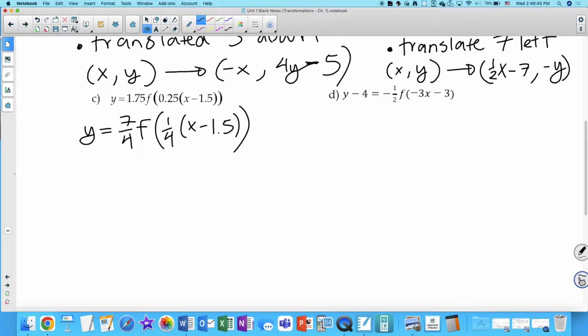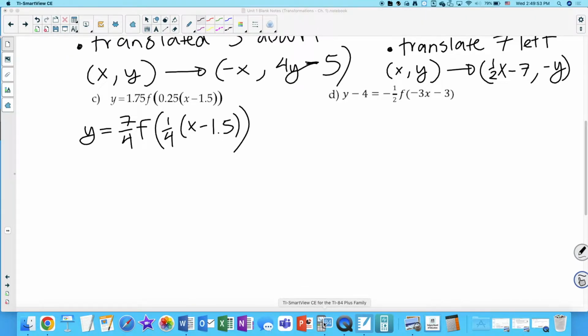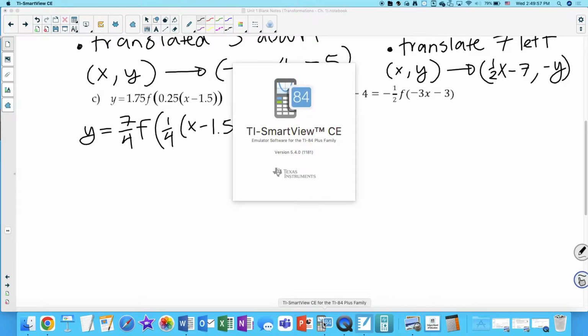And the other thing is, if you find this really hard, you can always use the fraction button on your calculator. Do you guys know how to do that? Yes? Anyone not know?